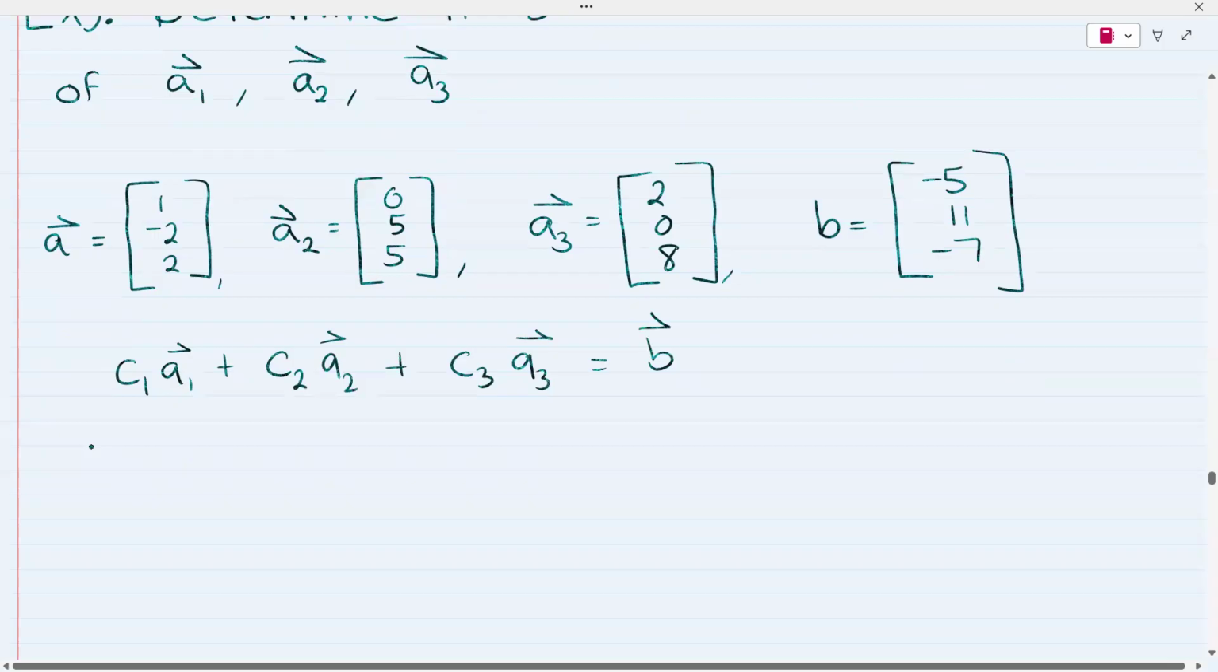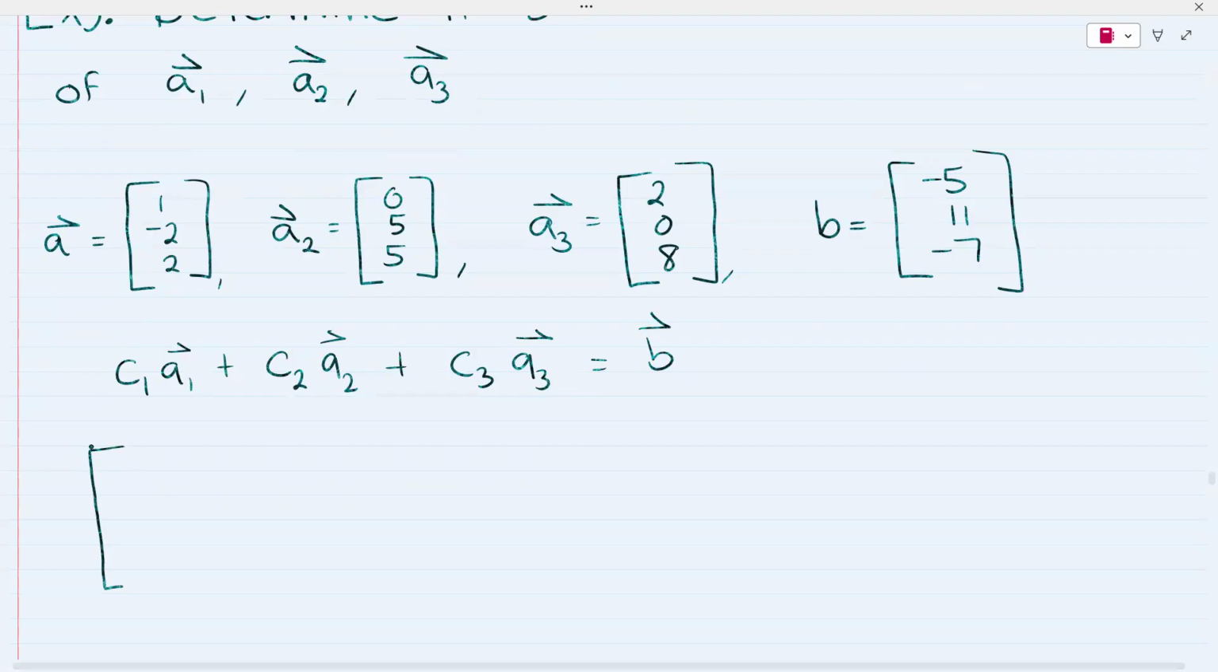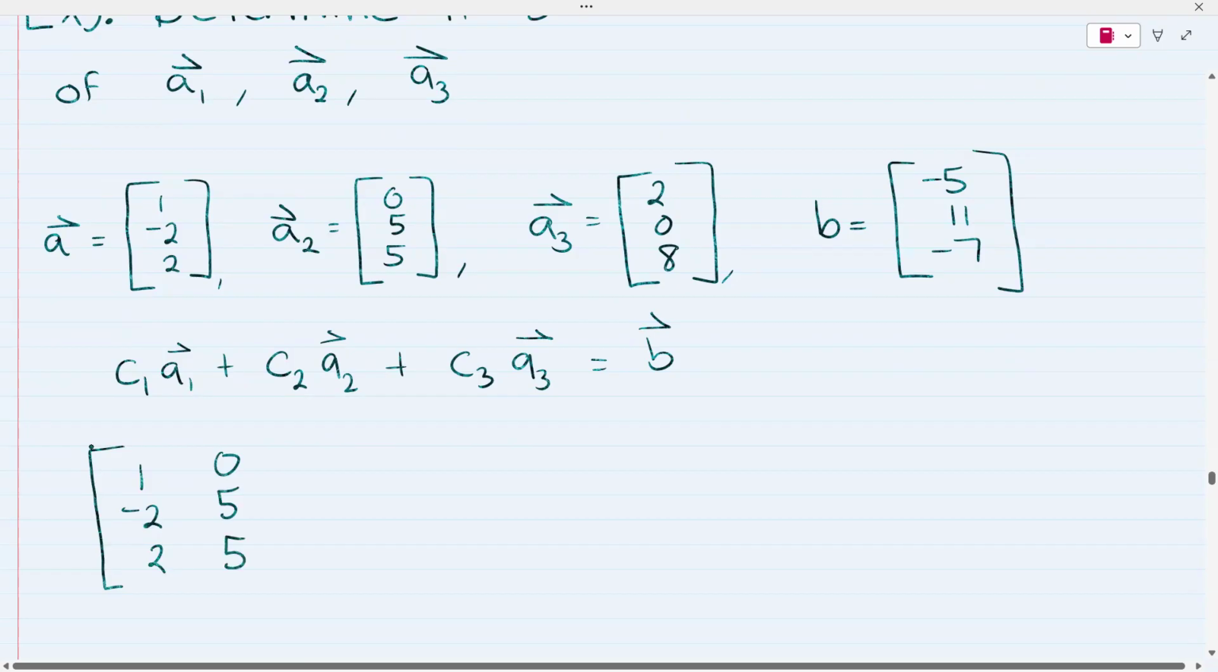I'm going to just set it up as a matrix, because it's too complex. Now we're dealing with 3 linear combinations, so I can't just come up with it in my head. So I'm just going to write it as a matrix. So this would be 1, -2, 2, 0, 5, 5, 2, 0, 8, and then a straight line. And then you have the coordinates -5, 11, -7.